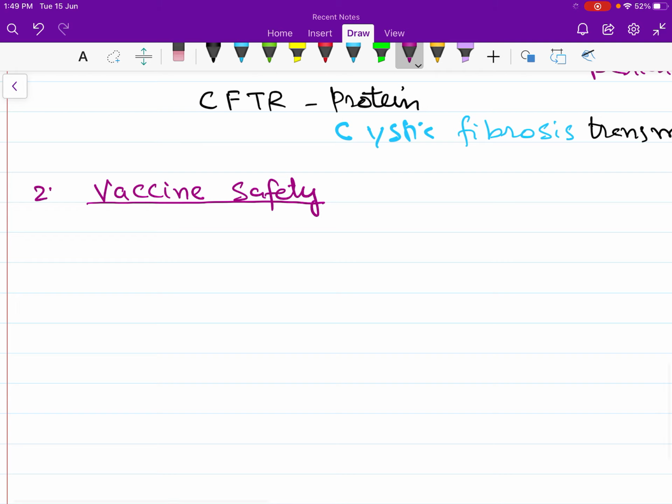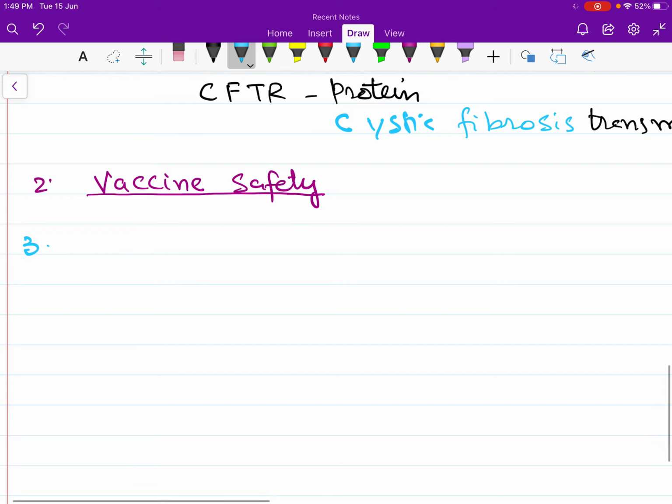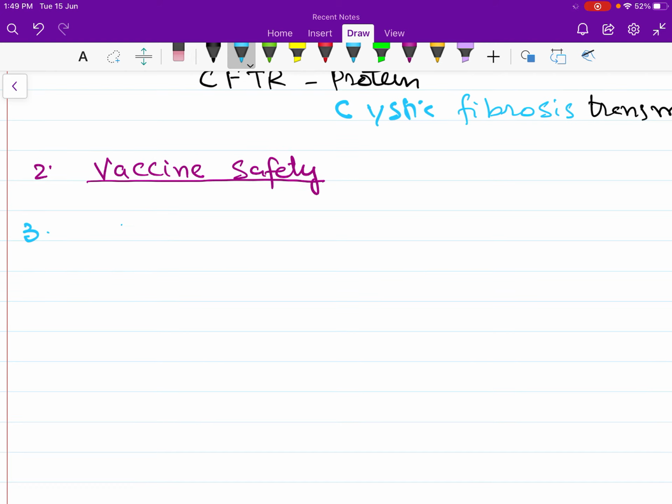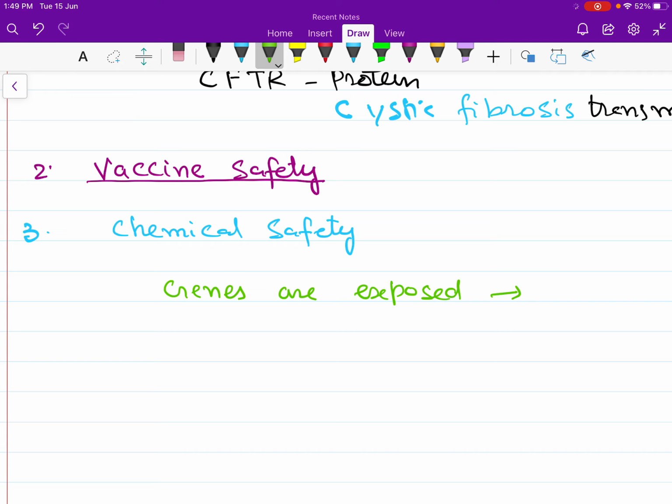The third importance of the transgenic animals is that they are also used for studying chemical safety. There are certain chemicals that are known to cause harmful effects on the genes. Therefore, what is done is that genes are exposed to these chemicals.